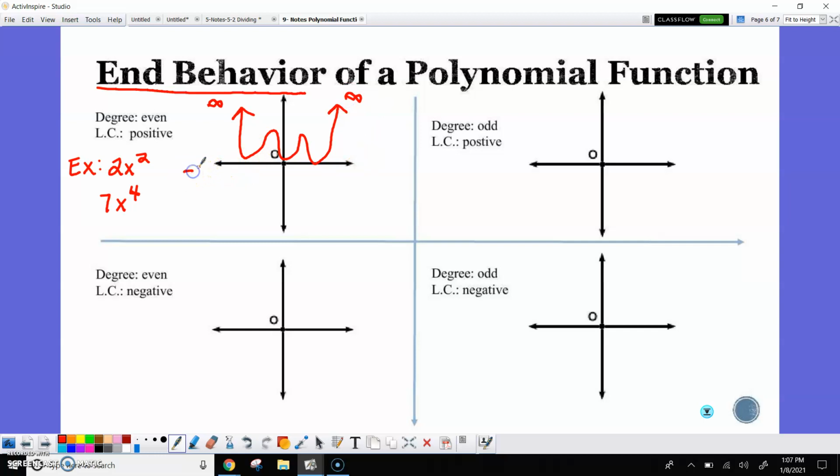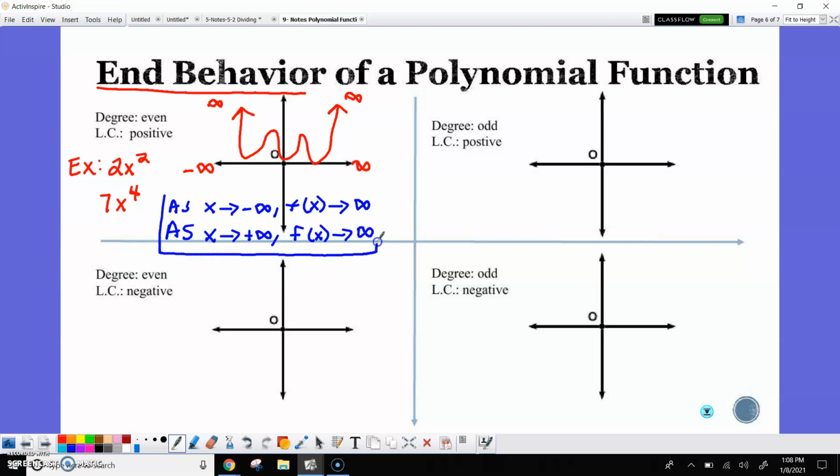This is negative infinity. This is negative infinity. So our end behavior, you will write it like this. As x approaches negative infinity, f of x approaches, so as x goes to negative infinity, y will approach positive infinity. So this is your entire end behavior. As x approaches positive infinity, f of x approaches, so if we go to the positive side, it's still approaching positive infinity. So this is your end behavior. This is what you would write for end behavior of any even degree positive leading coefficient polynomial.